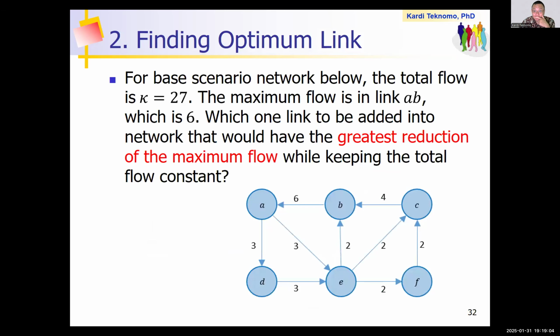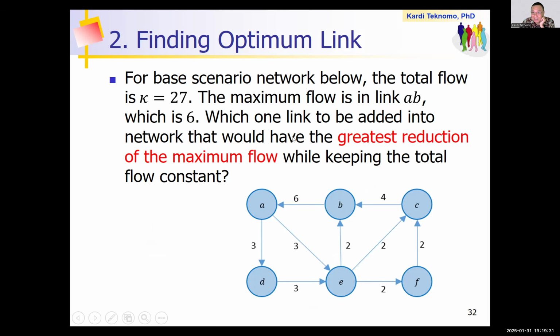Next, this is another road network, only 6 nodes and many links here. And say this is the base scenario. Okay, so the total flow is given. So we know the total flow is 27. And the maximum flow is in the link AB. This one should be, yeah. So with the 6 now, should be PA.